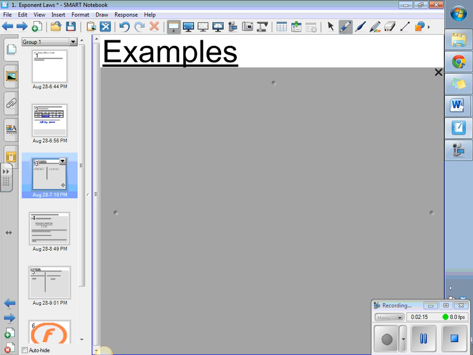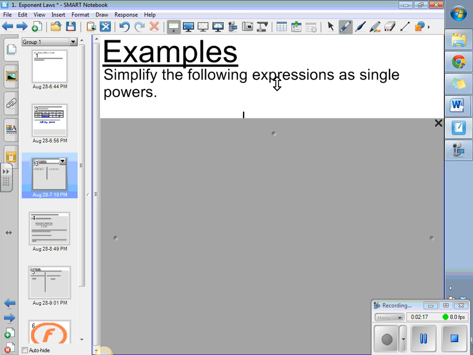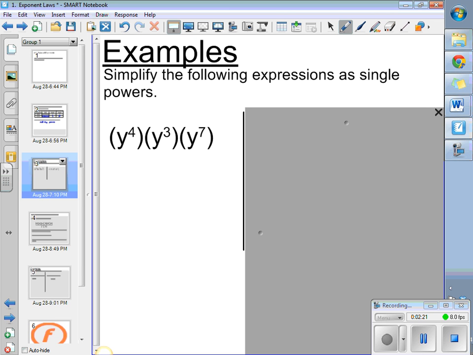So, moving on, our examples. We're going to simplify the expressions as single powers. Our first one, we have y to the 4th times y to the 3rd times y to the 7th. We could write this out as y times y times y times y, and I'm going to lose track of how many times that is. But if we follow the rule that we just had, it ends up being 4 plus 3 plus 7, which gives us 14. So we get y to the 14th.